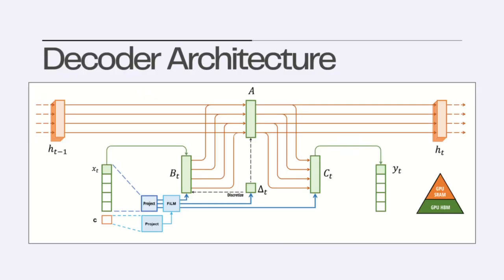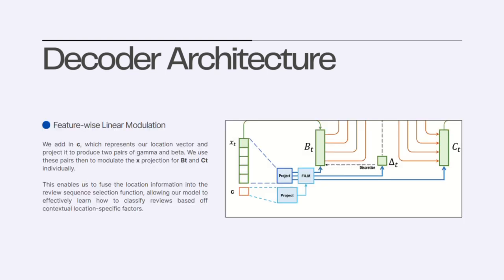Here's the overview of the Mamba architecture from its paper. As you can see, it only accepts a sequence input. However, the Mamba architecture detailed in the paper does not allow for context injection. We overcame this by modifying the Mamba selection function to use a feature-wise linear modulation selection function. This allows us to incorporate our location metadata into the input sequence selection function.